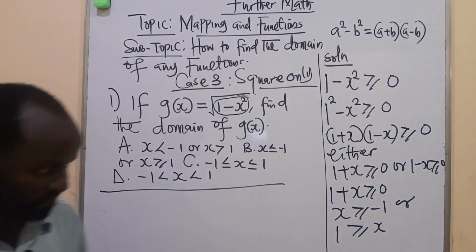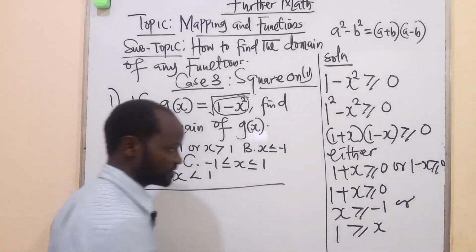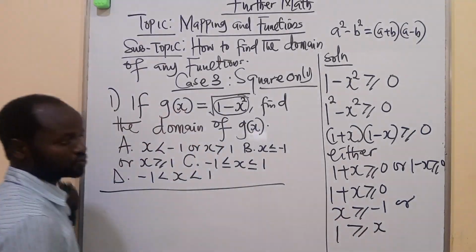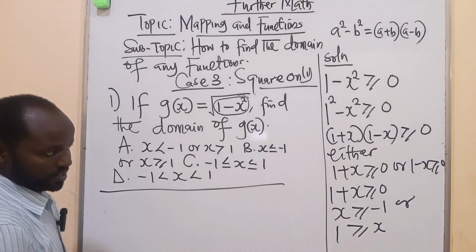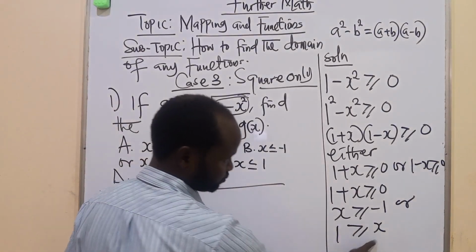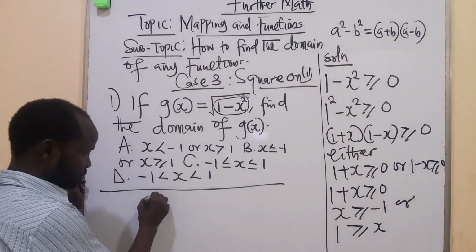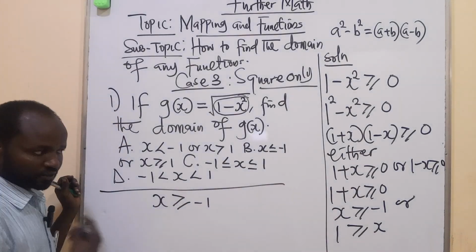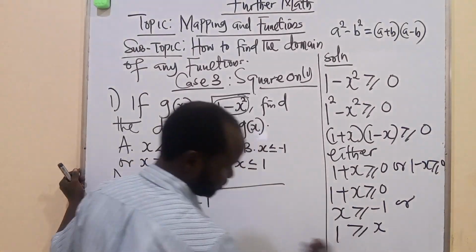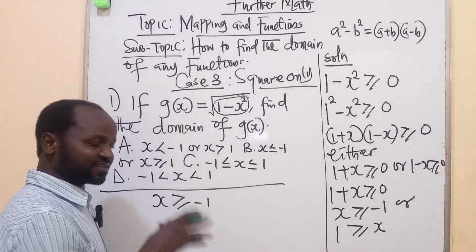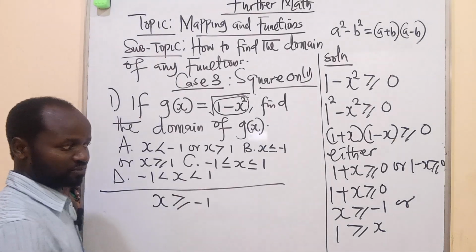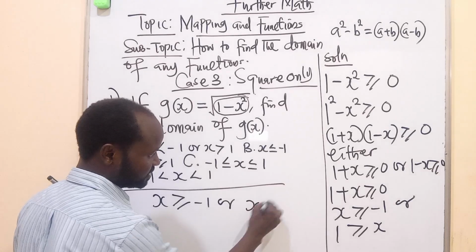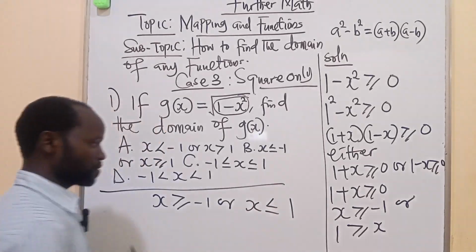Let's move here. Very important. There's something I want to analyze here. If the first solution is x is greater than or equal to minus 1, then 1 is greater than or equal to x. The other solution is 1 is greater than or equal to x. If 1 is greater than or equal to x, it means x is less than or equal to 1. So we can write this as x is less than or equal to 1.